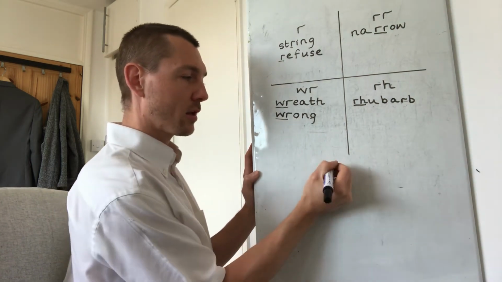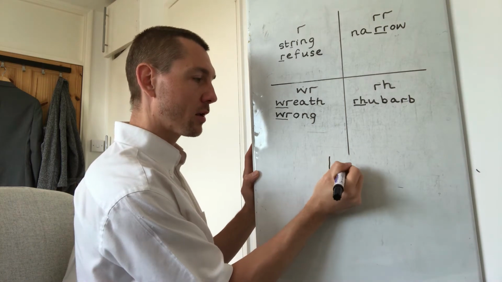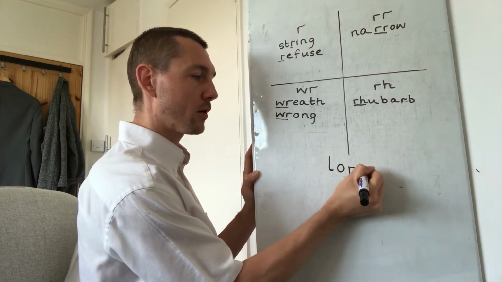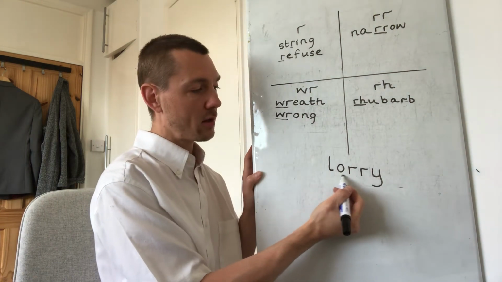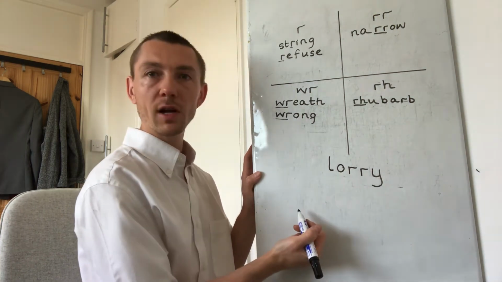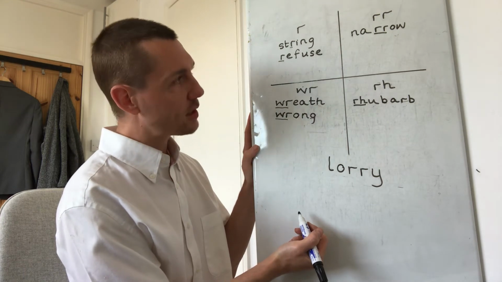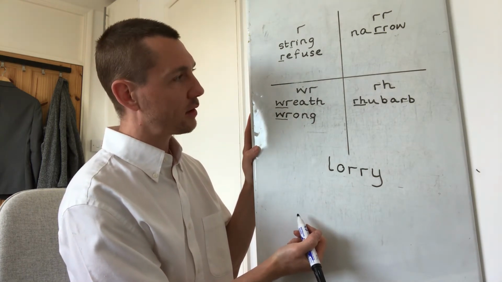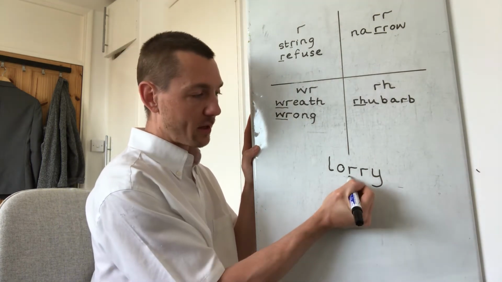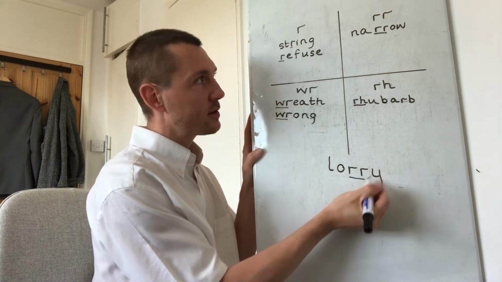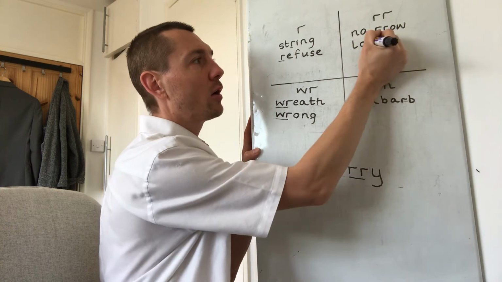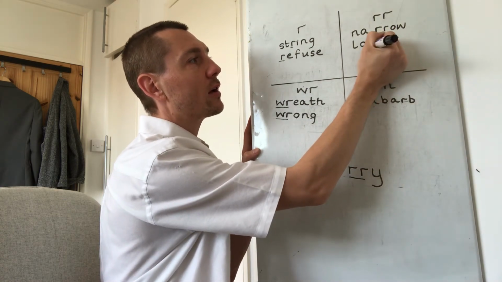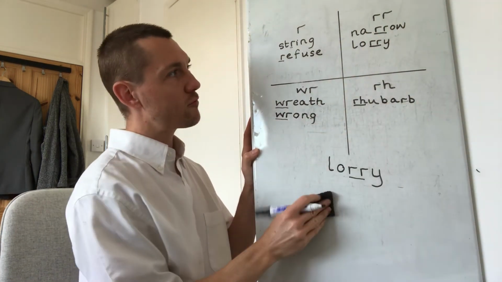Okay. Next word is lorry. Okay. Good. Lorry is the double R spelling of R. So of course it goes up here with narrow. La, la, r, e, re, lorry.